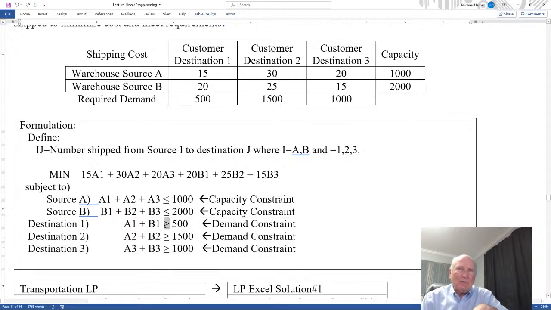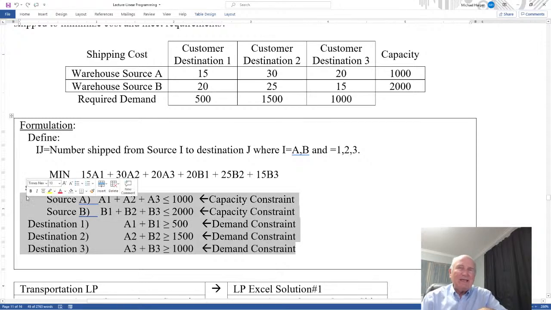Now some people say, well, why would you ship more than you need? You wouldn't, and I could have equality here. But usually you keep these as inequalities because once you have your basic logistic structure, you will add other constraints to it, and sometimes you'll have more demand than you need.